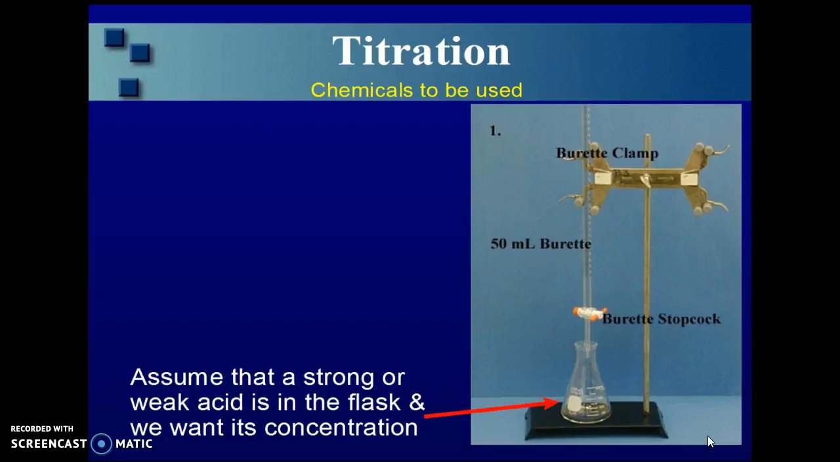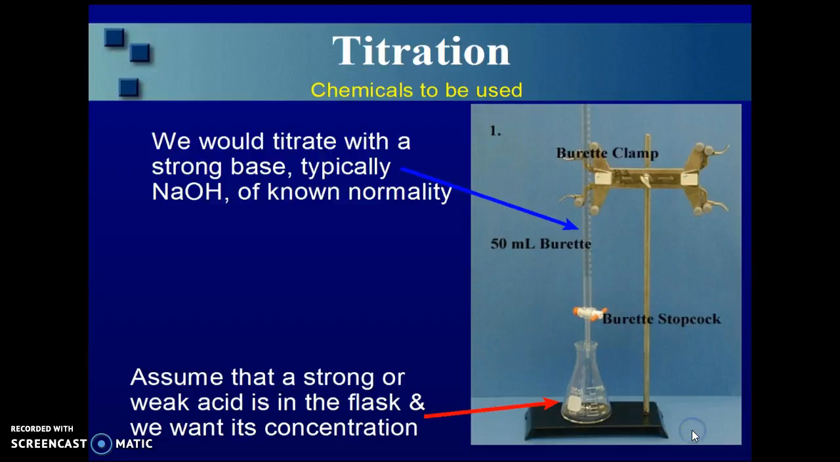Now we assume that a strong or weak acid is in the flask, and we want to find its concentration by the titration. We would titrate with a strong base, typically sodium hydroxide, of known normality or molarity.